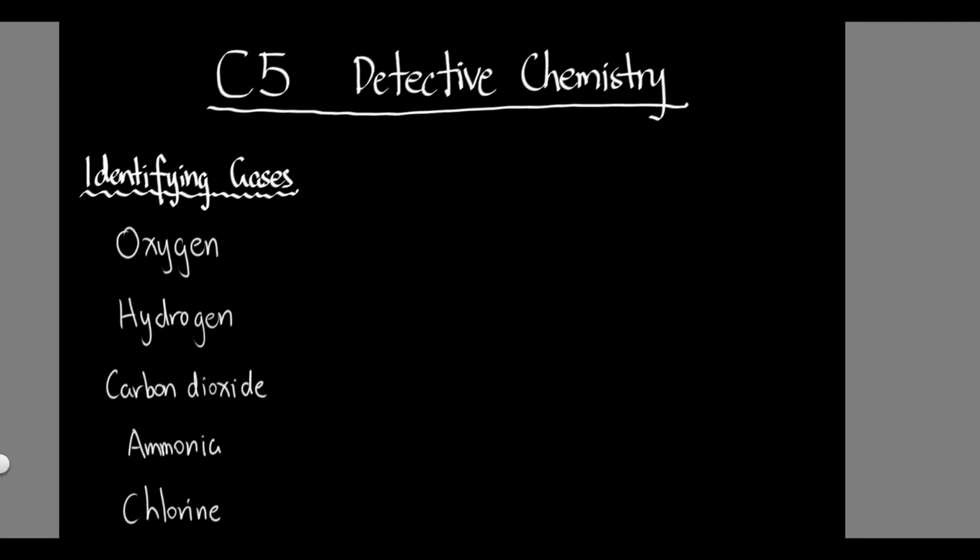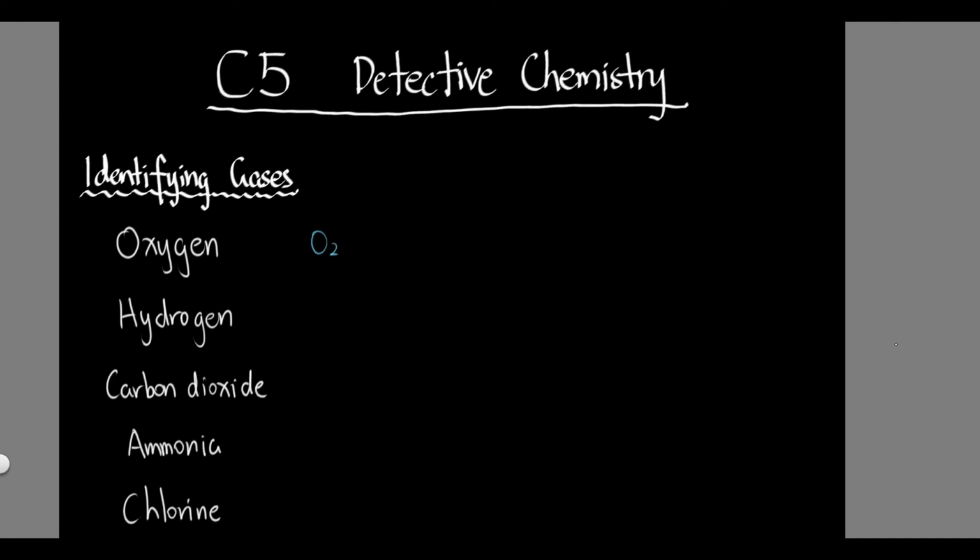According to the IGCSE syllabus, there are five gases that might appear on the test, and they might ask you methods to identify them. So we're just gonna look at them one by one. Starting with oxygen, we know that the chemical symbol for oxygen is O2. So we're gonna test for O2.